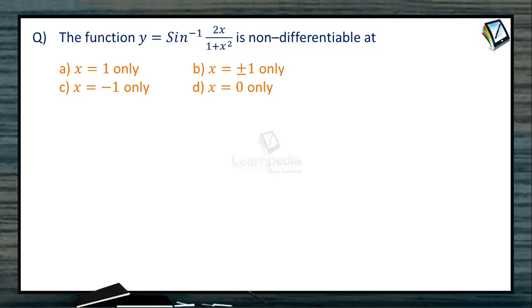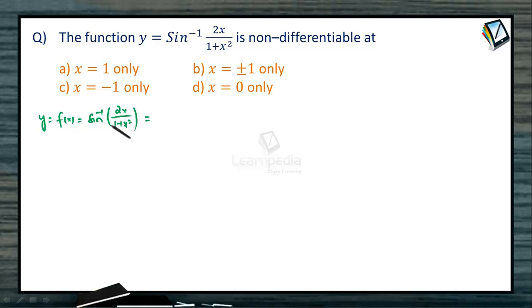A function y is given as sine inverse of 2x by 1 plus x square, and we need to identify the points where the function is non-differentiable. The function y, which is f of x, given as sine inverse of 2x by 1 plus x square, has different forms of definition.